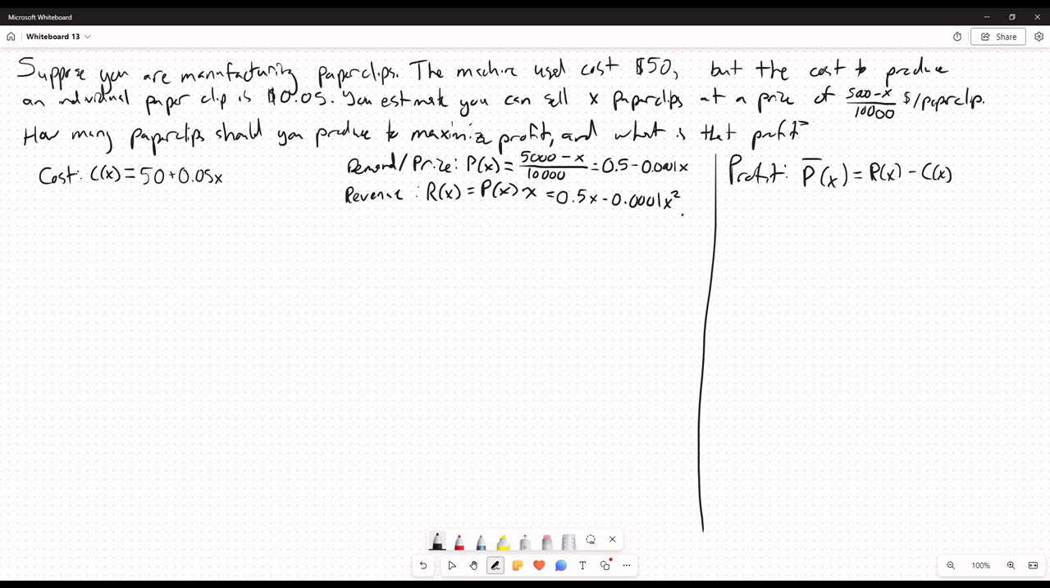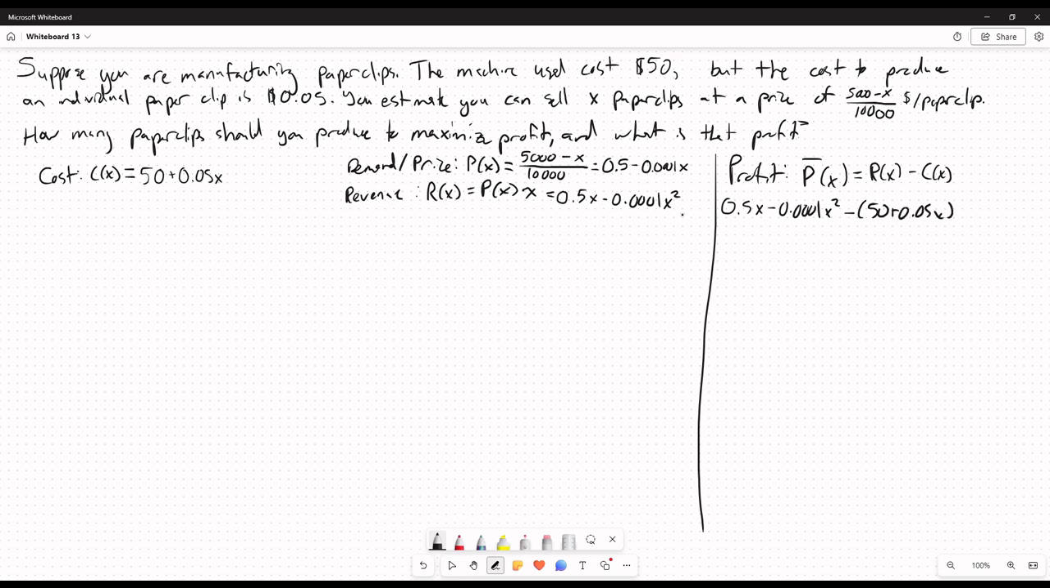We also have a revenue function which tells us how much money we're actually making. And that's going to be given by the price per paperclip times the amount of paperclips sold. That's going to be 0.5x minus 0.0001x squared. So we just multiplied p of x times x. And the profit, what we want to maximize, is given by the revenue minus the cost. That's going to be 0.5x minus 0.0001x squared minus the cost, which is 50 plus 0.05x.